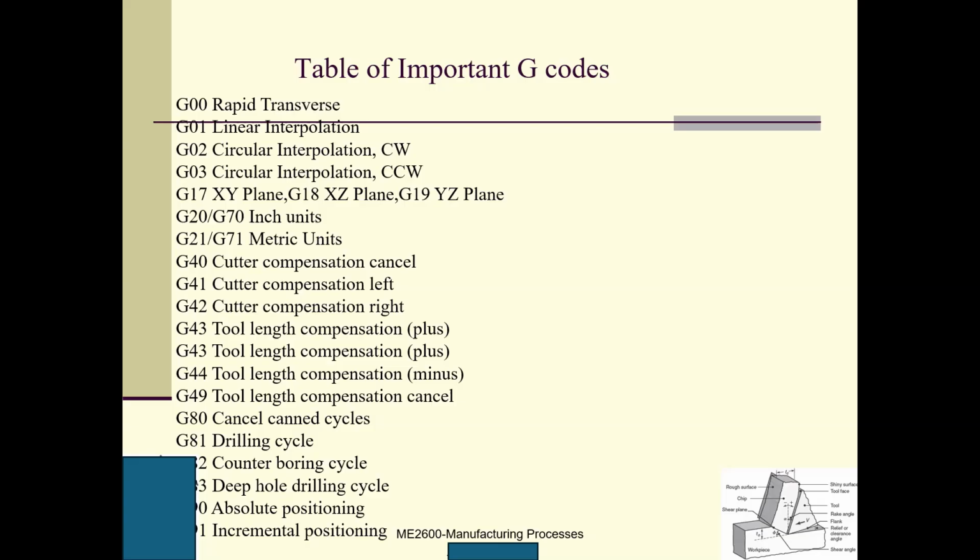One command enables, another command disables this function. And T80 cancels the canned cycles, T81 is the drilling cycle, T82 the counter boring cycle, which is going to do boring. Then the deep hole drilling cycle, absolute position T90, where you are using absolute positioning, and T91, where you are using incremental positioning. There are so many commands, right?